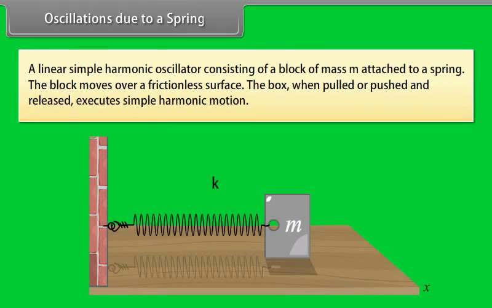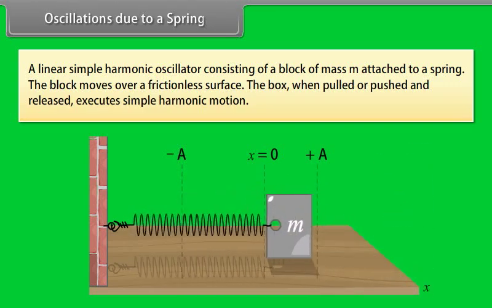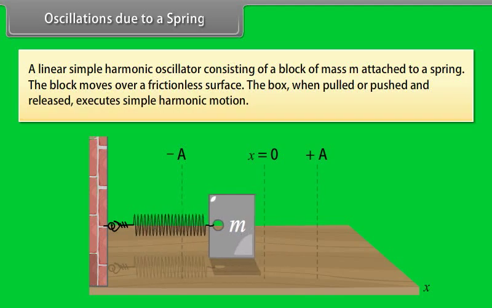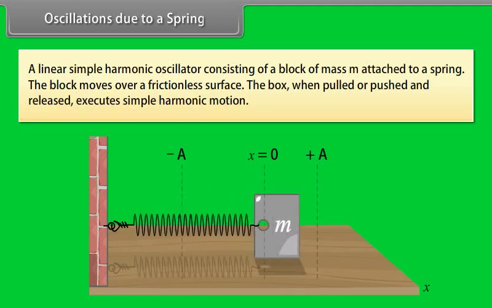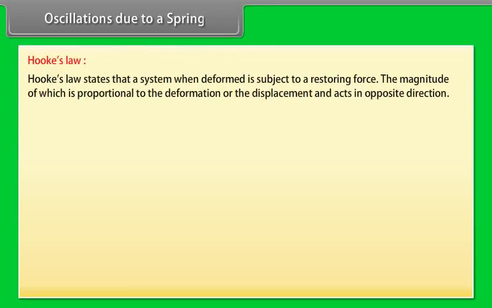Oscillations due to a spring. A linear simple harmonic oscillator consisting of a block of mass m attached to a spring. The block moves over a frictionless surface. The block, when pulled or pushed and released, executes simple harmonic motion. Hooke's law states that a system, when deformed, is subject to a restoring force, the magnitude of which is proportional to the deformation or the displacement and acts in opposite direction.